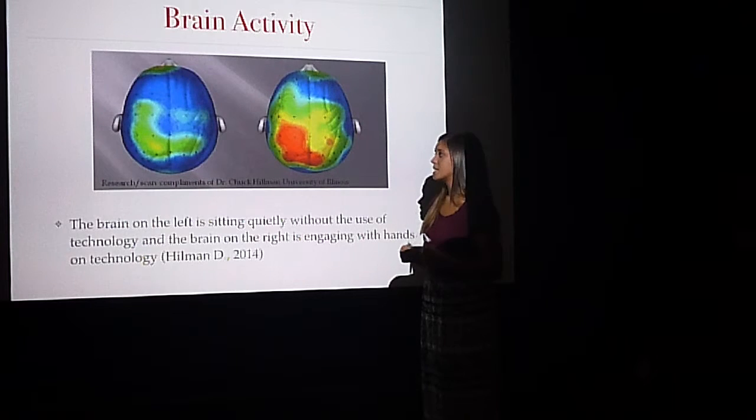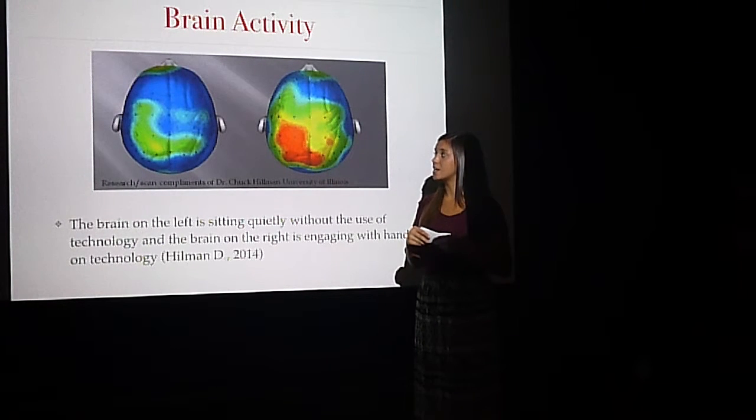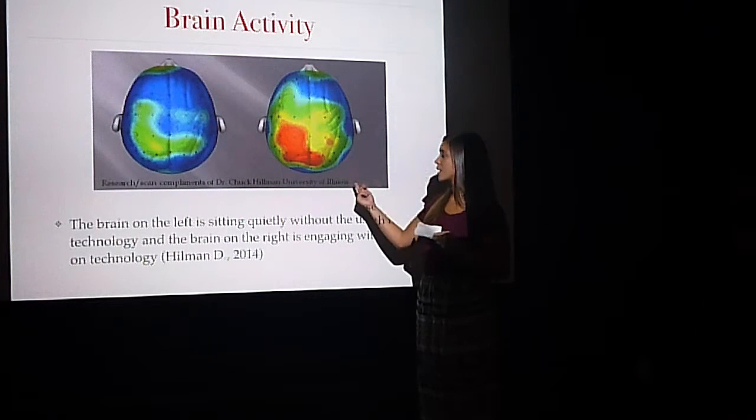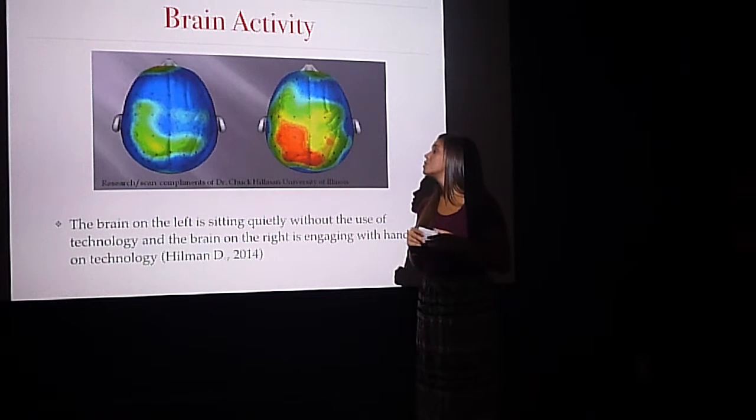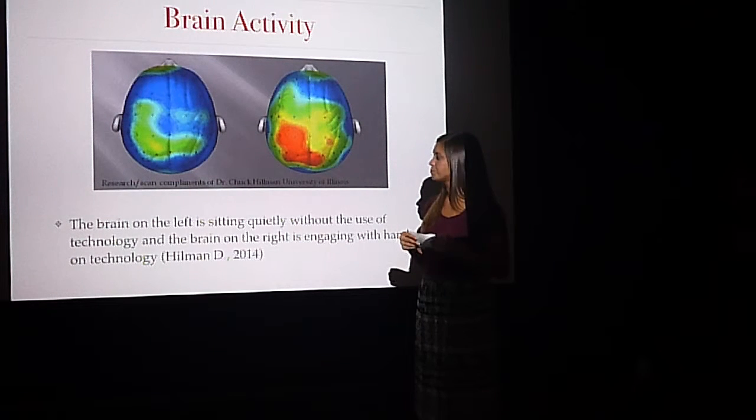This diagram is an example of a student who, on the right, is not engaging in hands-on learning and is sitting quietly, and this one right here is a student who is engaging in hands-on learning, and it shows the different brain activities for each one.